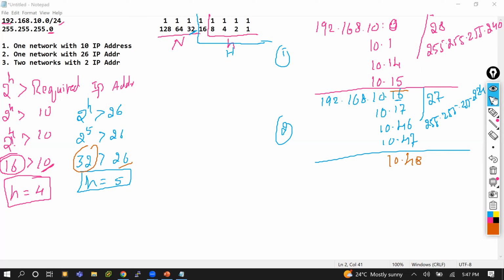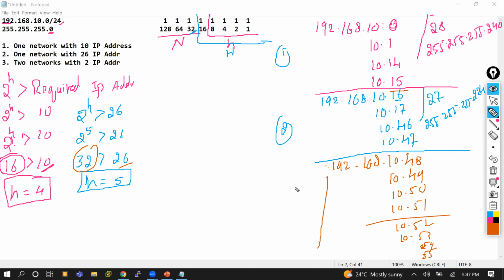Okay. Second one. Now I have to do the third one here. So the third one, 192.168.10.48, 10.49, 10.50, 10.51. I'm writing this one. Next 10.52, 10.53, 54 and 55. This is how I'll be getting this one. And the subnet mask, here I'm going to write the subnet mask. Subnet mask is how much?